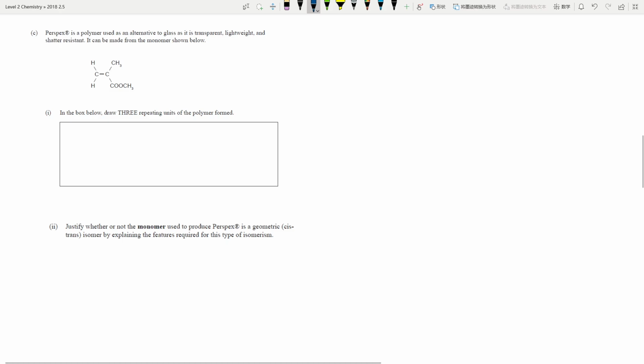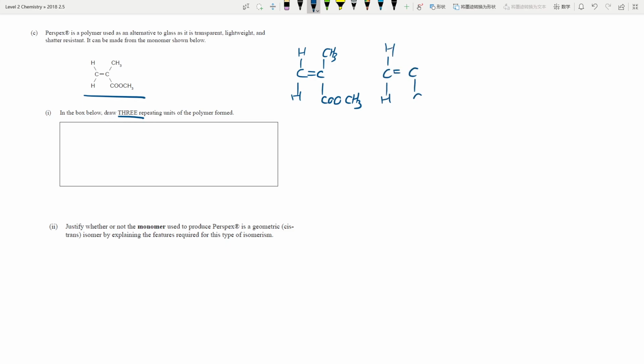Perspex is a polymer. So this is a structure. In the box, draw 3 repeating units. When we want to draw 3 repeating units, if you're not really good at drawing these, this is what you can do. Do it like this first. Put the double bond in the middle, and then do 1 up, 1 down, copy paste. Just do 1 up, 1 down, copy paste. When they say repeating units, you're literally just drawing the same thing 3 times.